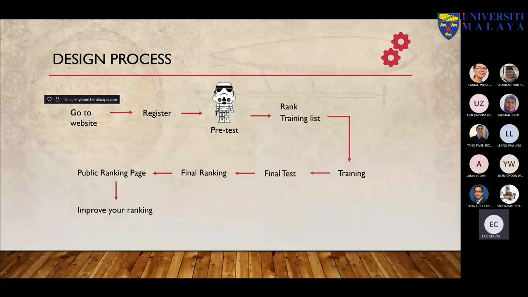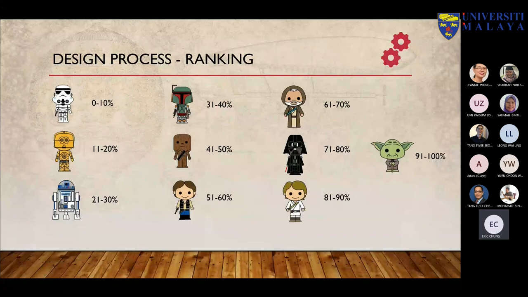What we do is we introduce ranking. When I introduced ranking, I asked what sort of ranking we should introduce. I thought a very famous reference would be Star Wars. Everybody loves Star Wars, so let's go with Star Wars. And it picked up immediately. So how it works is that when you start, you always start as a stormtrooper. You do a pretest, and whatever score you get gives you a ranking, based on the marks you get, and you get the character.